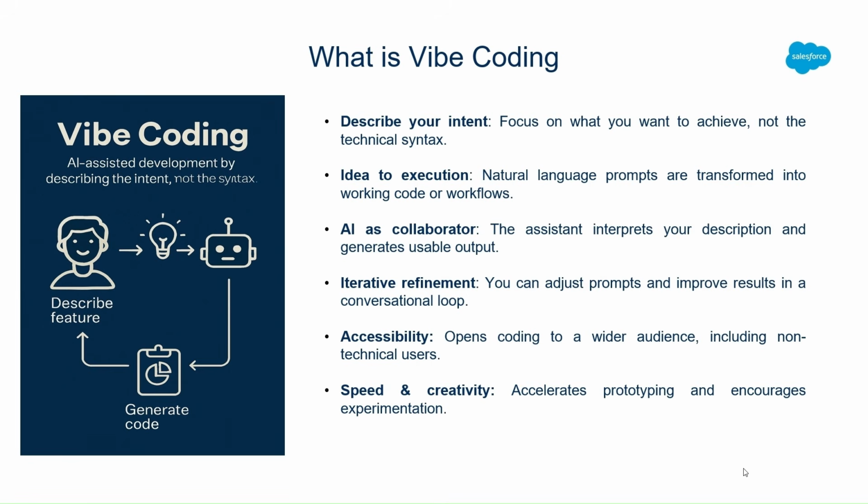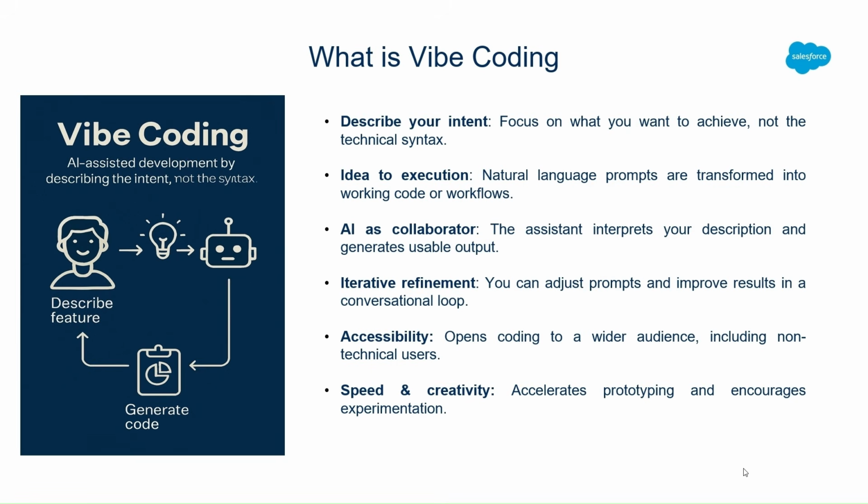The next principle is iterative refinement. Iterative refinement in vibe coding is essentially the process of progressively improving the code by making small incremental changes based on feedback and testing.